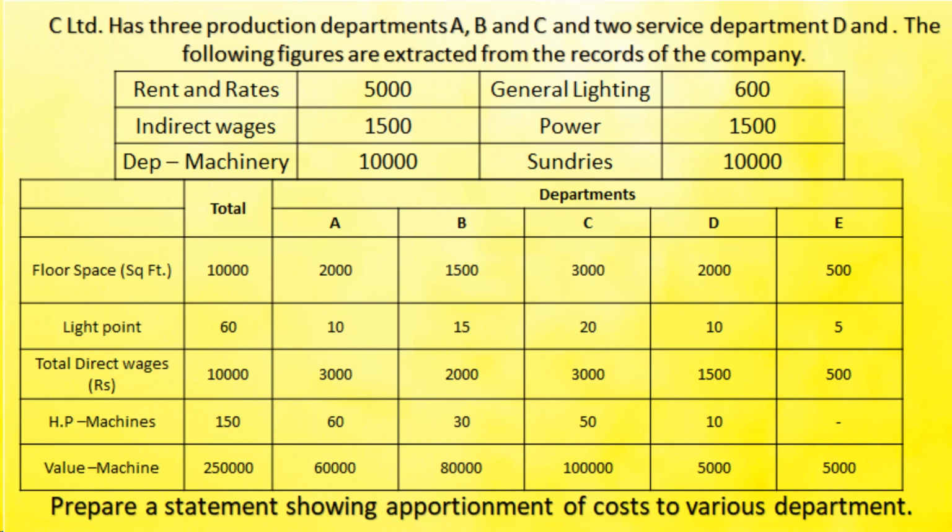Now they have given some of the expenses. Rent and rates is 5,000. Indirect wages is 1,500. Depreciation of machinery is 10,000. General lighting is 600. Power is 1,500. Sundries, meaning miscellaneous expenses, is 10,000. Now they have even given the floor space of each department, the light points of each department, direct wages of each department, and HP of machines, meaning horsepower. Horsepower means the engine power of the machine. Then the value of machinery. Apportion the costs to various departments on the most equitable basis.